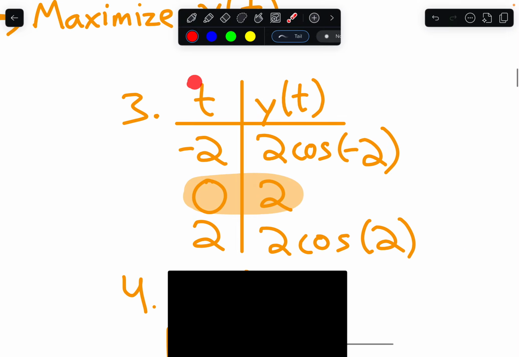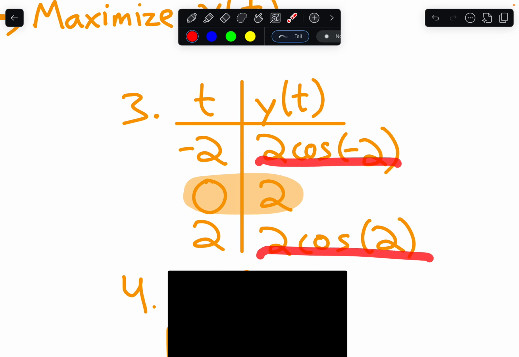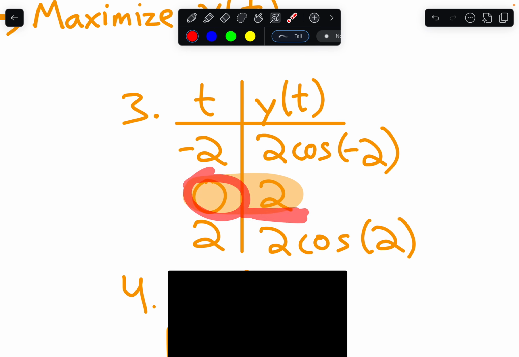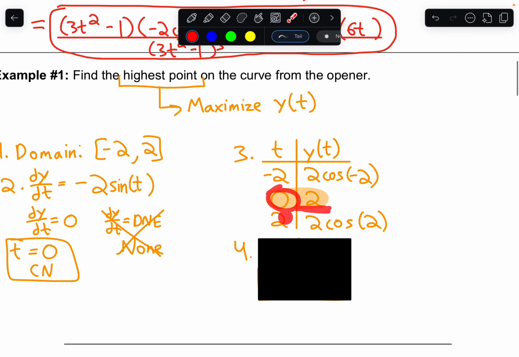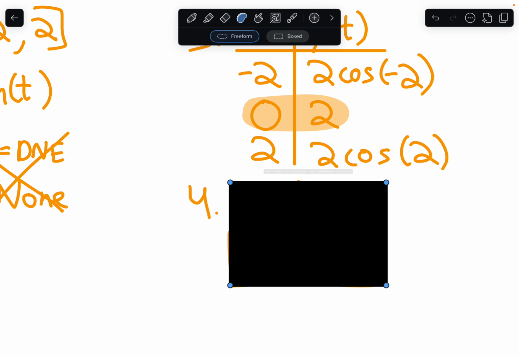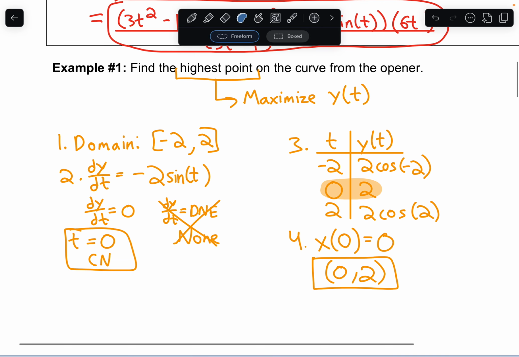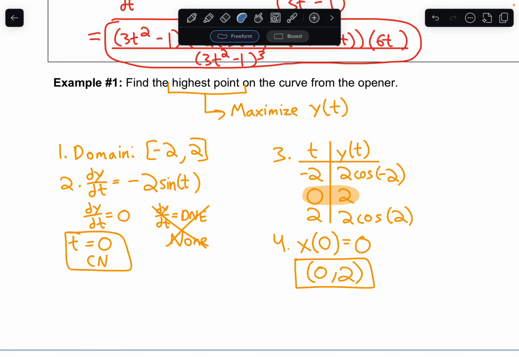So I just made a table here, t and y of t, plug in my 2 endpoints. Cosine of 2, cosine of negative 2. Those are both going to be less than 1 because cosine is only 1 at 0. And so I know when I plug in t equals 0 that 2 is indeed the biggest value. And the last thing is to answer the question, highest point. And so I need the x coordinate. So I plug my t value into x of t, and I get that the highest point is the ordered pair (0, 2).